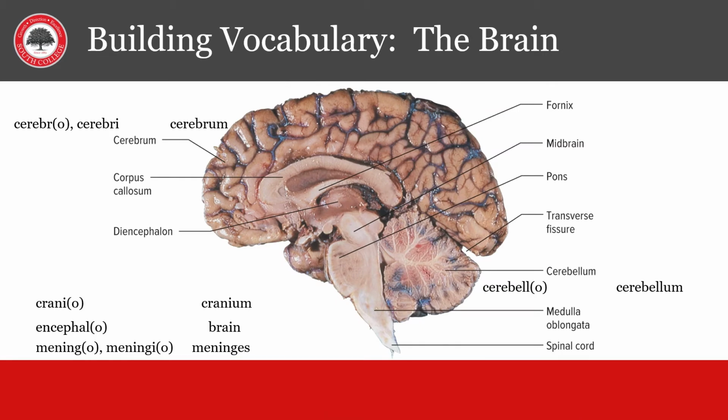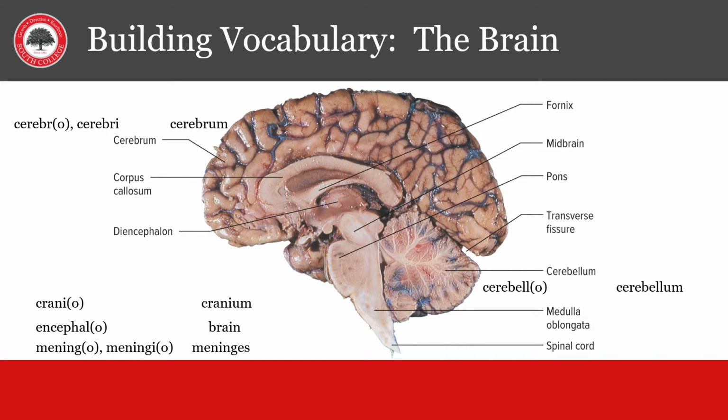So let's review some key vocabulary you'll need to become familiar with regarding the nervous system. The combining forms cerebro and cerebri refer to the cerebrum, the largest part of the brain, which is divided into a left hemisphere and a right hemisphere. Cerebello refers to the cerebellum, a region of the brain involved in coordination. Cranio refers to the cranium, which is the superior aspect of the skull that houses and protects the brain itself. Encephalo refers to the brain.